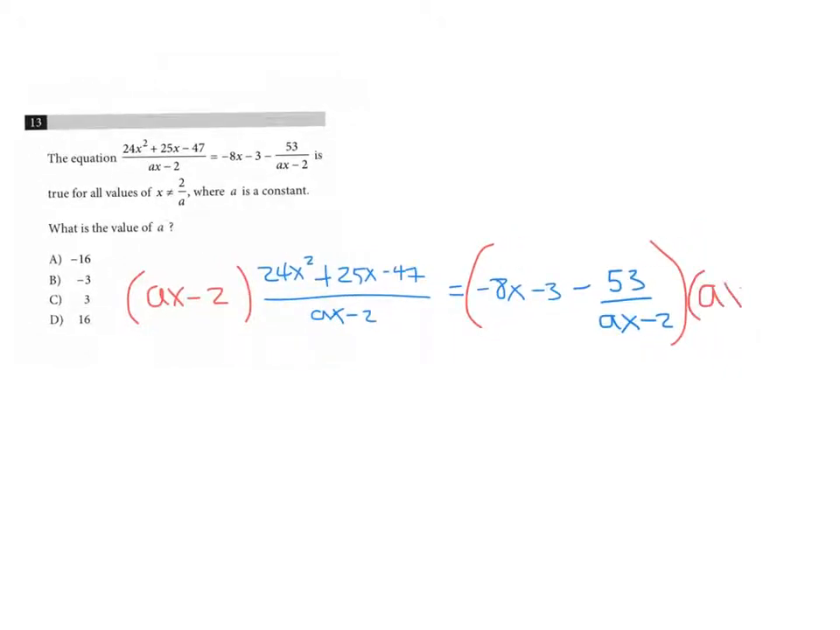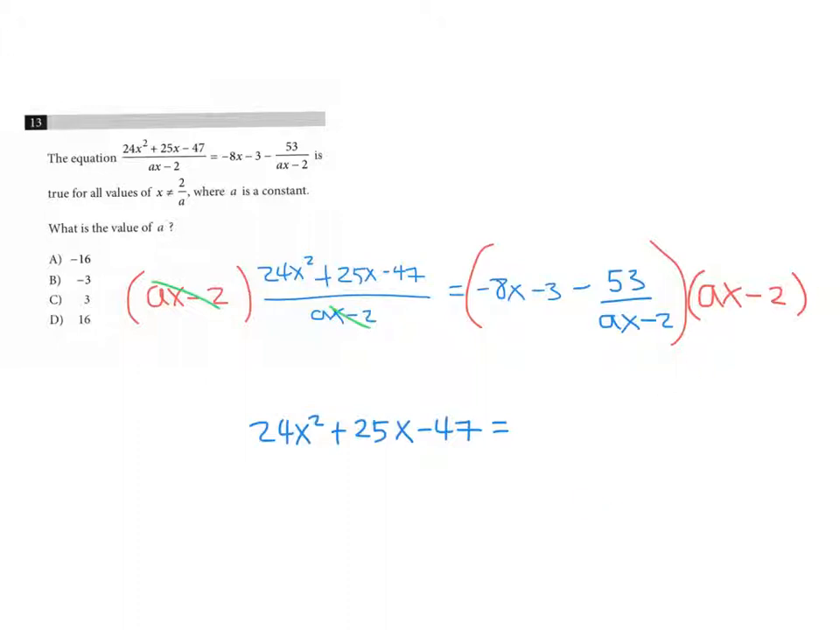So why would I do that? Well, first of all, over here, what that does is it cancels that ax minus 2. So I'm actually just right now going to write 24x squared plus 25x minus 47 by itself on that side of the equal sign right here because these just canceled.